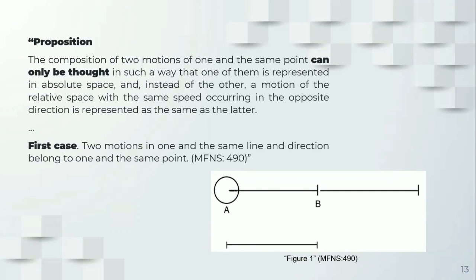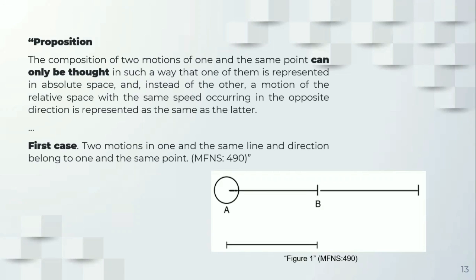Proving it requires three independent proofs, one for each possible way of composing motion: motion in the same line and the same direction, motion in the same line and opposite direction, and a third case of motion in different lines comprising angles. The proof of the first case starts by granting that two motions in one and the same line and direction belong to one and the same point.